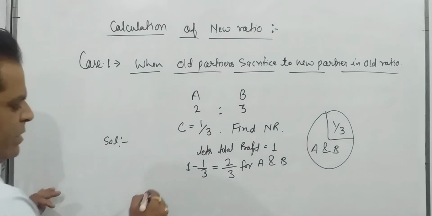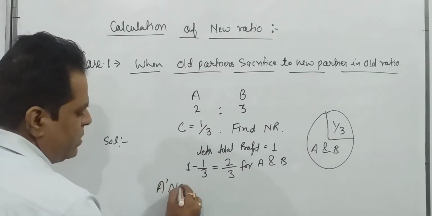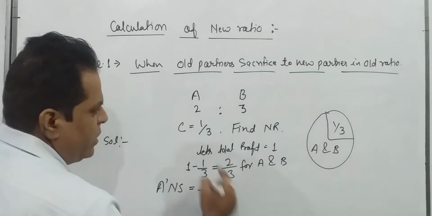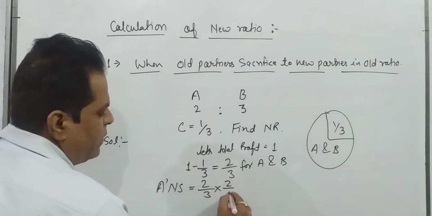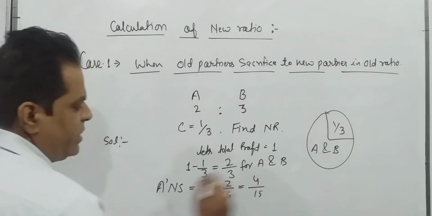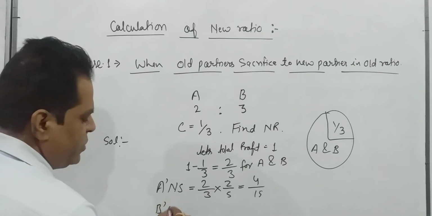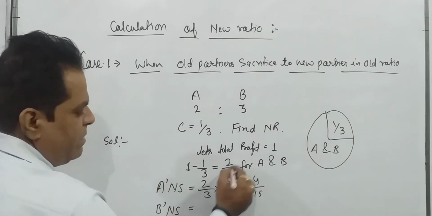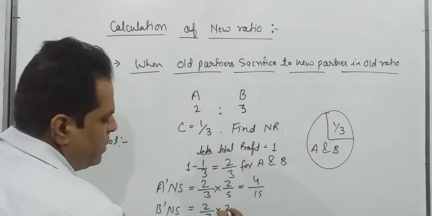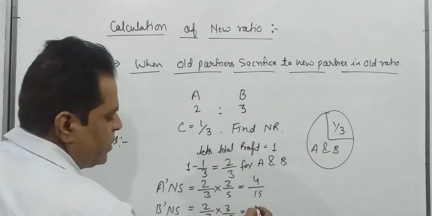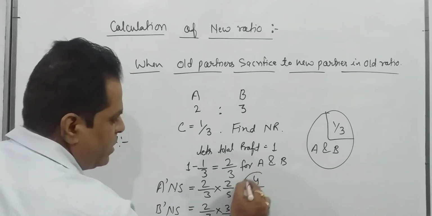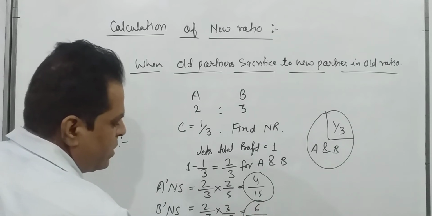See how? A's new share: the remaining part 2 upon 3 into 2 upon 5, which is 4 upon 15. This is A's new share. Now B's new share: the remaining part 2 upon 3 into 3 upon 5, which is 6 upon 15. This is B's new share.